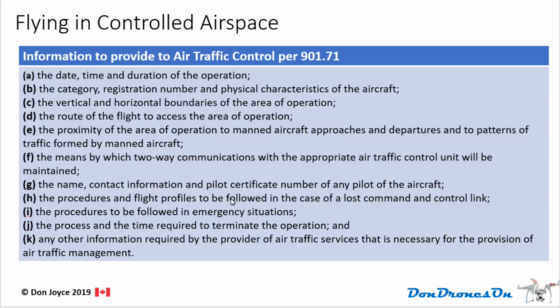You also have to provide the procedures and flight profiles you are intending to follow in case of a lost command and control link, and your emergency situation procedures, and the process and time required to terminate the operation. In other words, close down your flight. And if they ask for it, you're required to provide any other information that they ask for in terms of their ability to provide air traffic management. Okay, so it's reasonable information to request if you're flying within a controlled area, and that'll give you a heads up as to what to provide people.